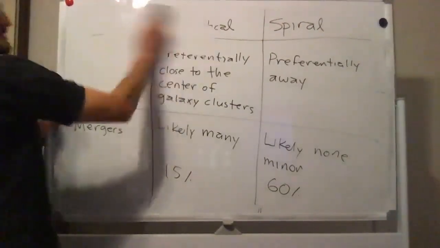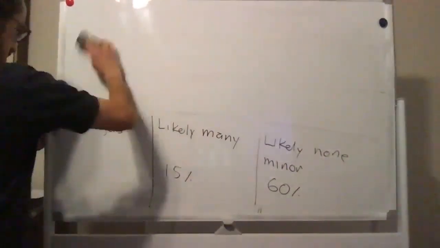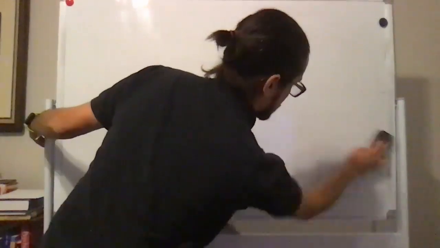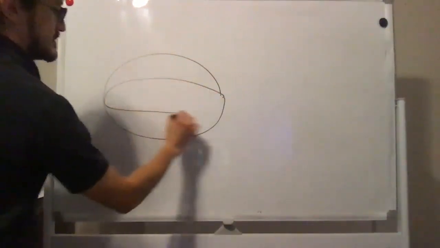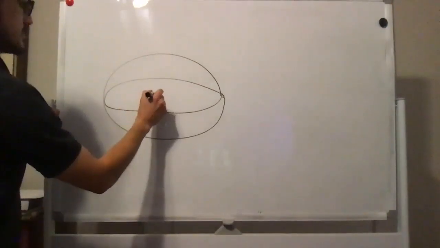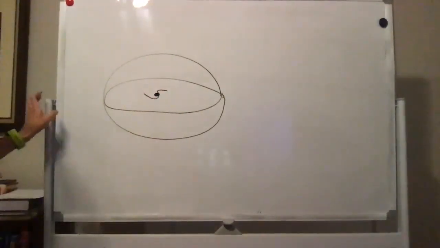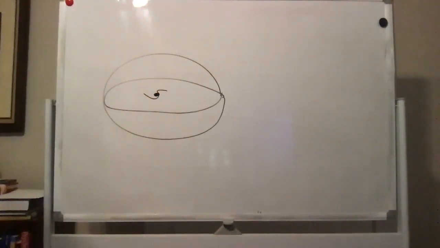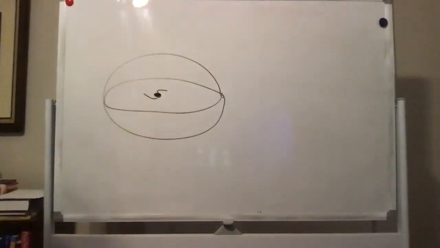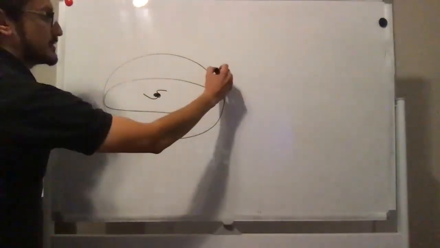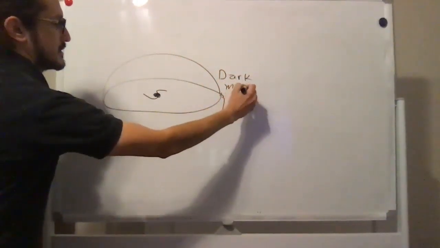Okay, so let's look a little bit at these galaxies in more detail. So, as I mentioned last time, now let's say that this is the Milky Way. Spiral galaxies are going to consist of this central bulge, and then they have their spiral arms. And they are in the middle of these dark matter halos.